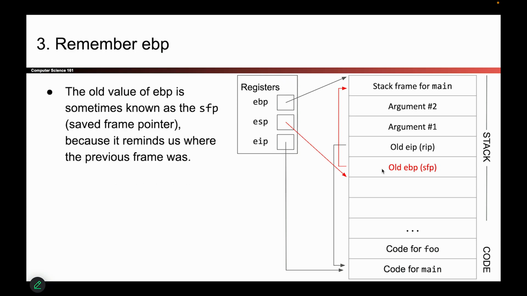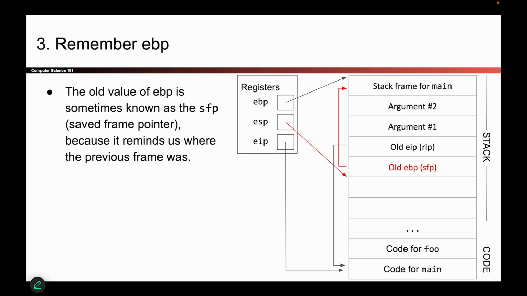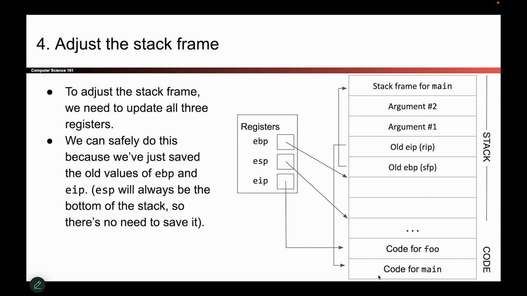Now I am clear to move the registers as I want. So here we go. This is before. This is after. All the registers drop down. So here's before. We were pointing at the main stack frame and the instructions for main. Now they all drop down. Now EIP points at the code for foo. EBP points at the top. ESP points at the bottom of my new stack frame.